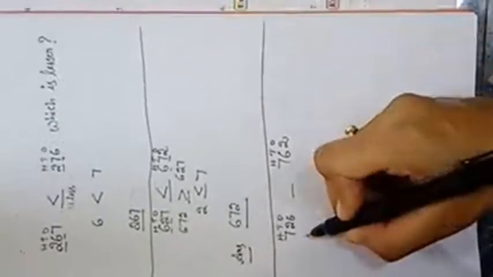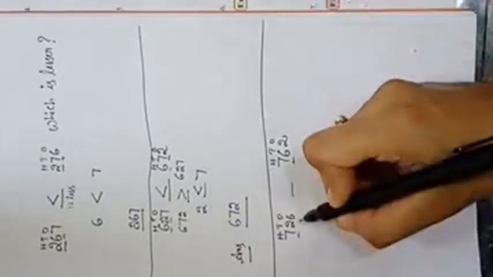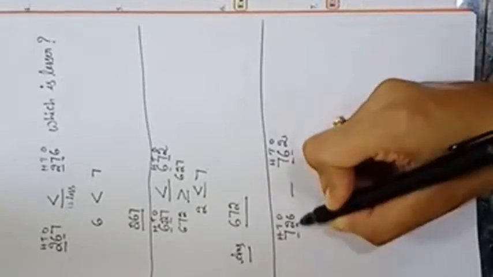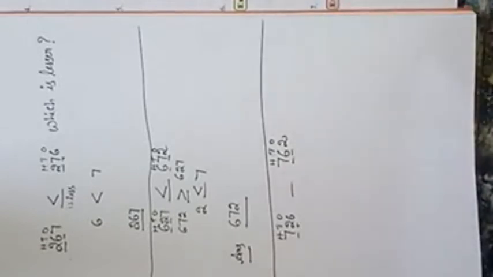Children, first which number do I have to observe? Yes, we have to observe the hundreds place number. Here I have the same number in the hundreds place on both sides. Then I have to observe the tens place number carefully. Here I have 2 and over here I have 6. So tell me, is 2 the bigger number or is 6 the bigger number? Children, can you answer my question? Sorry, 6 is the bigger number.